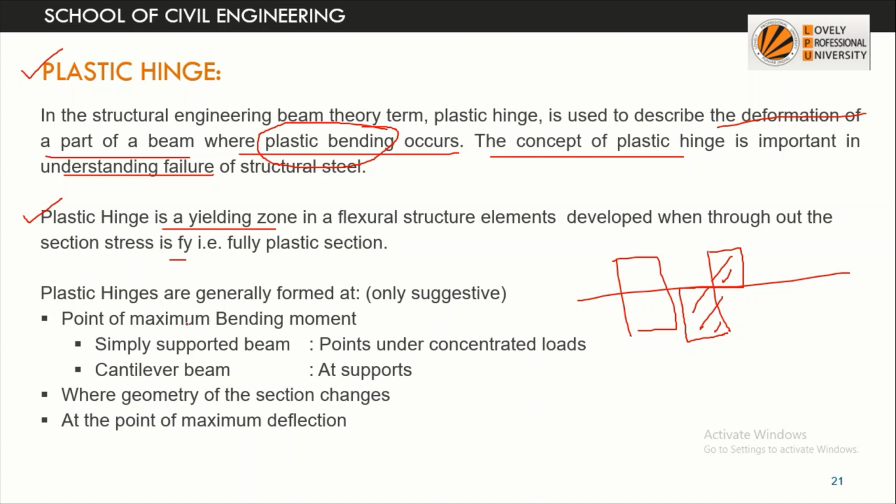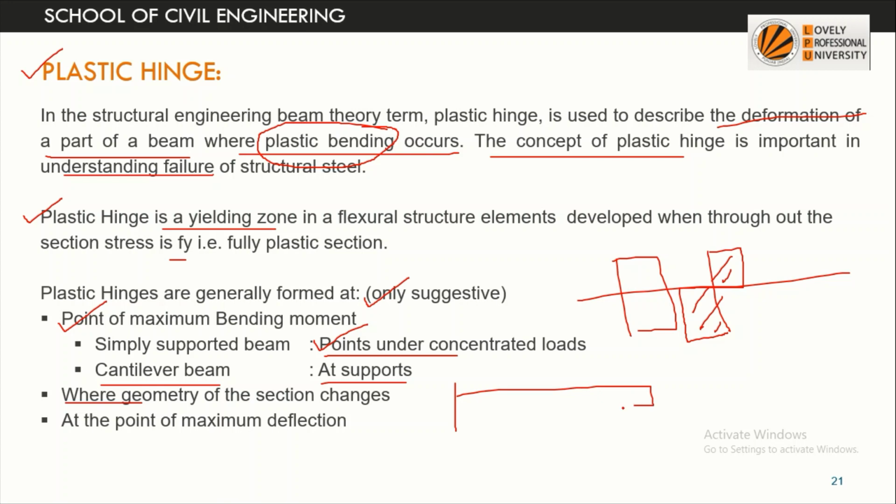Plastic hinges are formed at the point of maximum bending moment. Suppose it is a simply supported beam subjected to a point load at the center, that is the position where maximum bending moment will take place. So in case of simply supported, it will be under the concentrated load, and in case of cantilever, maximum bending moment is at the support. So plastic hinges are likely to be formed at the supports, but these are only suggestive and it may change from case to case. Also, plastic hinges are formed when the geometry of a section is changing.